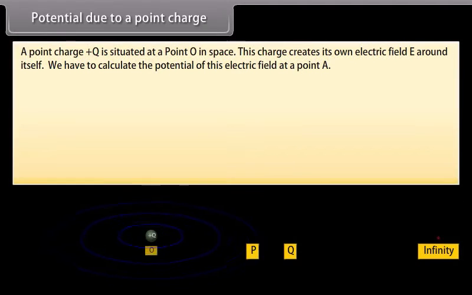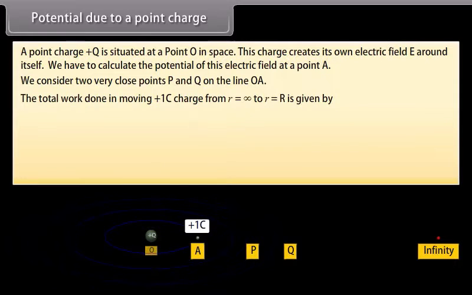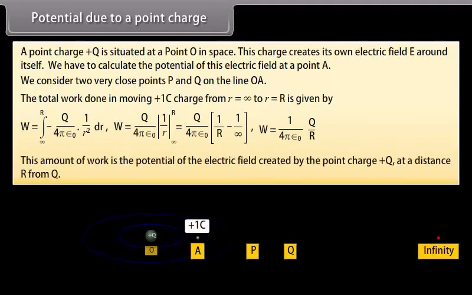Potential due to a point charge. A point charge plus Q is situated at a point O in space. This charge creates its own electric field E around itself. We have to calculate the potential of this electric field at point A. We consider two very close points, P and Q, on the line OA. The total work done in moving plus 1 coulomb charge from infinity to point R is given by W equal to 1 upon 4 pi epsilon naught multiplied by Q upon r. This amount of work is the potential of the electric field created by the point charge plus Q at a distance r from Q.